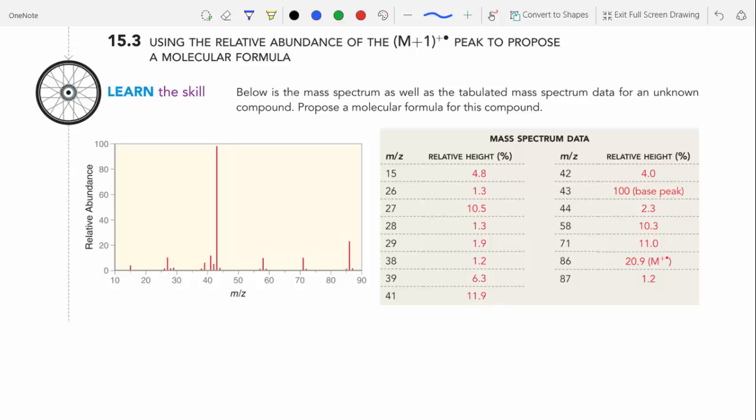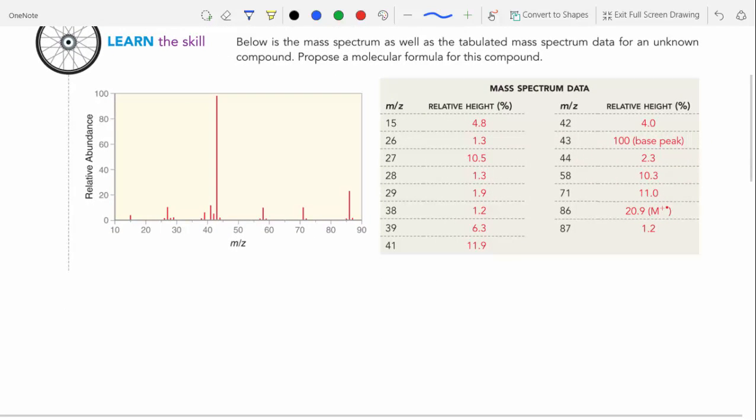Is the relative height the intensity? Yes. So we'll spend a minute working on this. You guys can talk with one another too. What do you think the first step is?